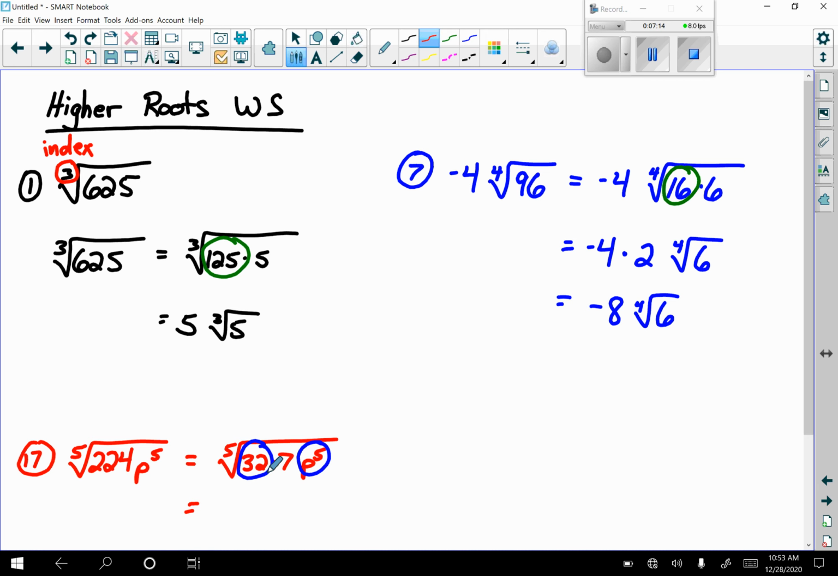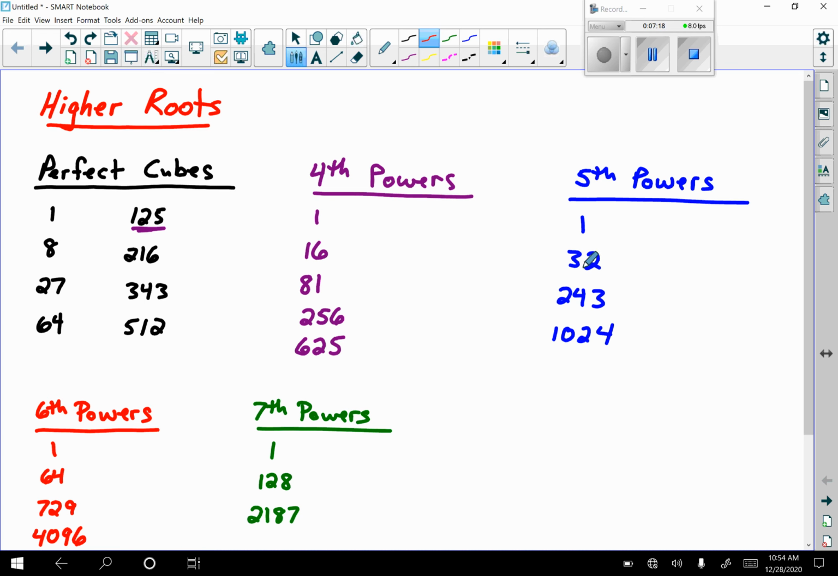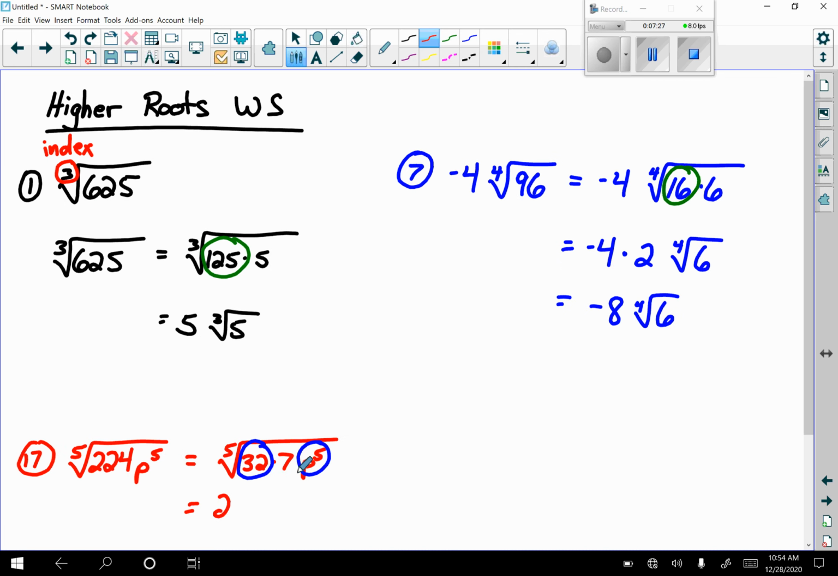So the 5th root of 32, go back to your list. The 32 is the second number, so that's 2 to the 5th is 32. So the 5th root of 32 would be 2. Now p to the 5th, when I divide this 5 by this 5, it just comes out as a p. So I have 2p times what's left over is the 5th root of 7.